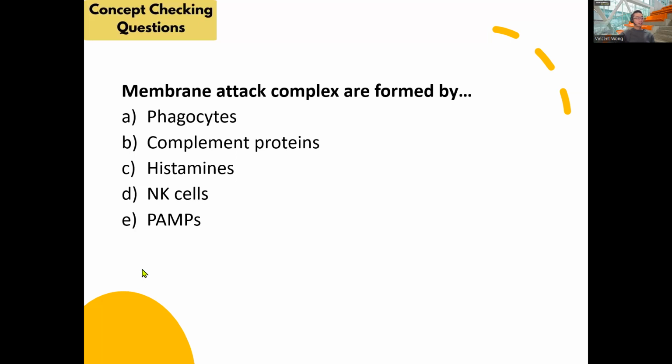All right. Well, everybody who answered got it right. It's the complement proteins, right? They form these membrane attack complexes that punch holes in the bacterial cell.